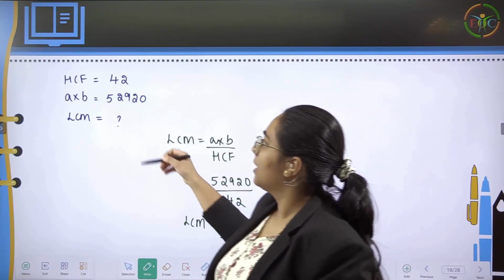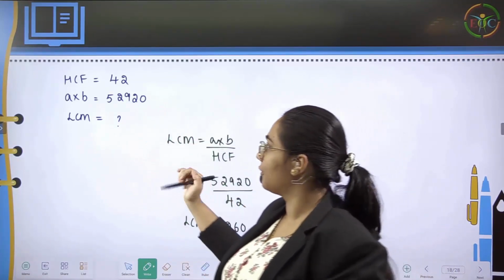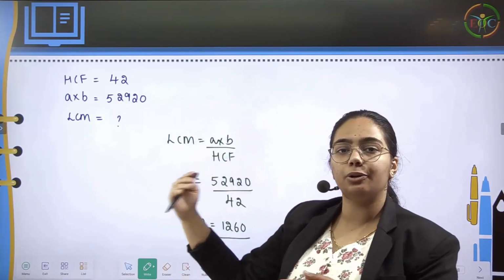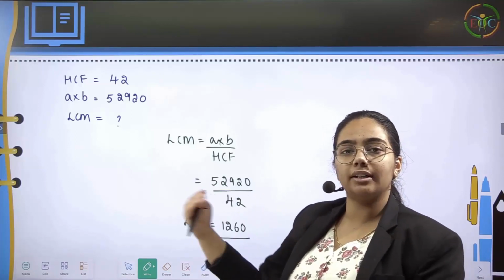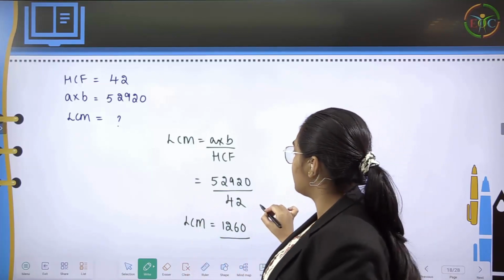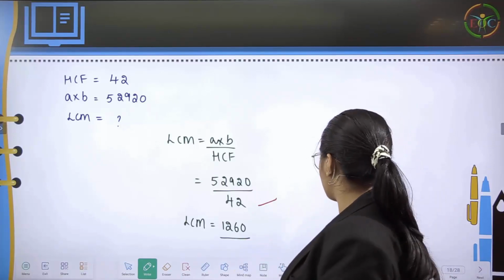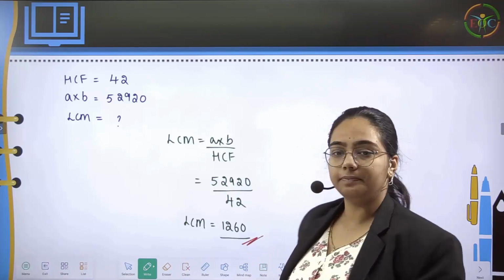Similarly, in this one HCF is given, the product of two numbers is given, and you have to find out LCM. In the previous question we did HCF is equal to product divided by LCM, but for LCM it is product divided by HCF. Very simple. So it is going to be 52920 divided by 42, which is going to be equal to 1260, right?